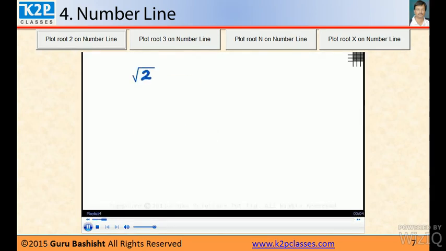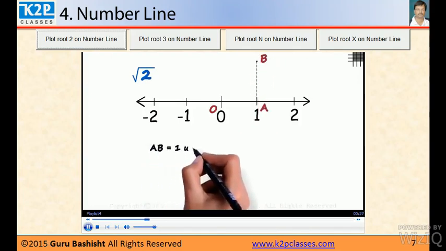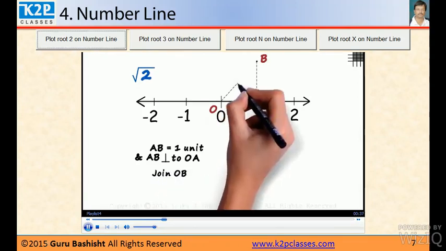We saw in the previous video, let's see how we plot the length root 2 on a number line. So let's plot it on this number line. We need to make a right triangle with one unit as the base. Let OA be the base of that triangle. We also want its height to be 1 unit long. Let's draw the height AB like this. We just drew AB equal to 1 unit perpendicular to OA. Both these lengths equal 1 unit. Now all we have to do is join OB like this.